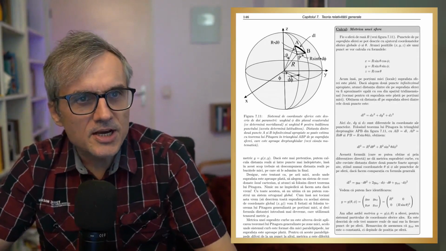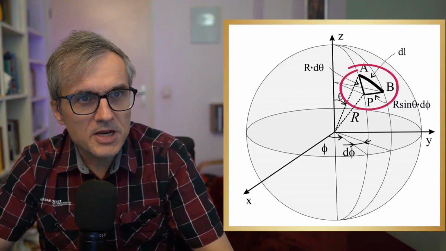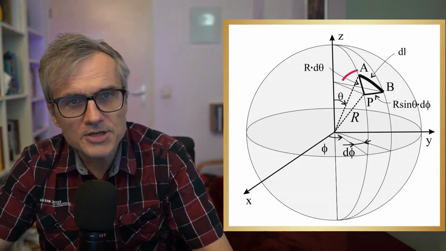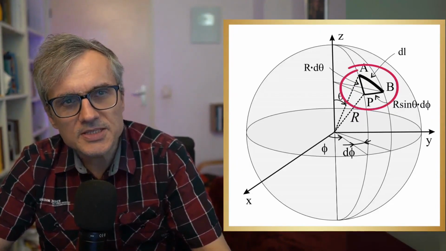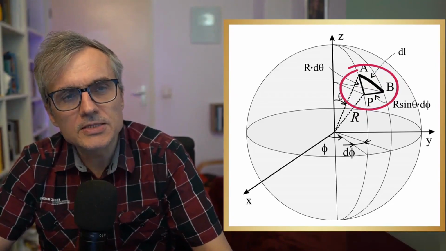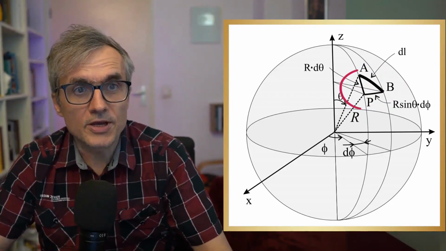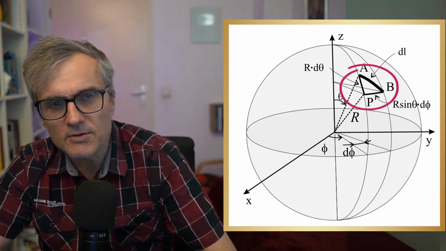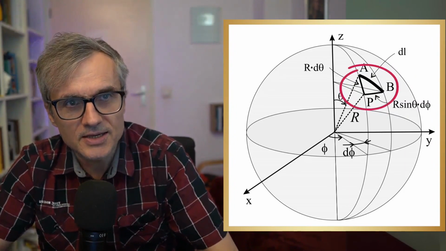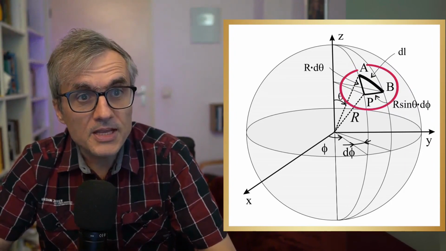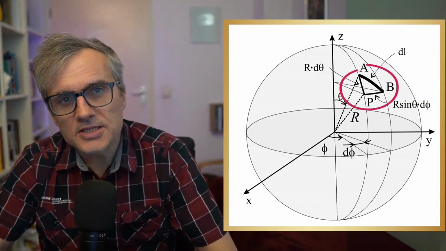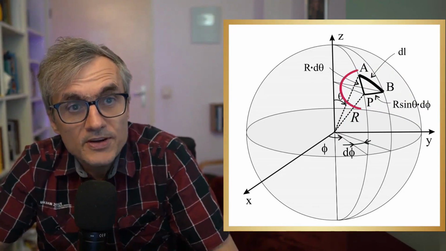You can see the image of a sphere here. We have 3 points, A, B, and P. What interests us is the distance between points A and B when A and B are very close to each other. Of course, that distance can also be calculated using Cartesian coordinates. But now we're interested in expressing that distance in coordinates on the surface of the sphere.